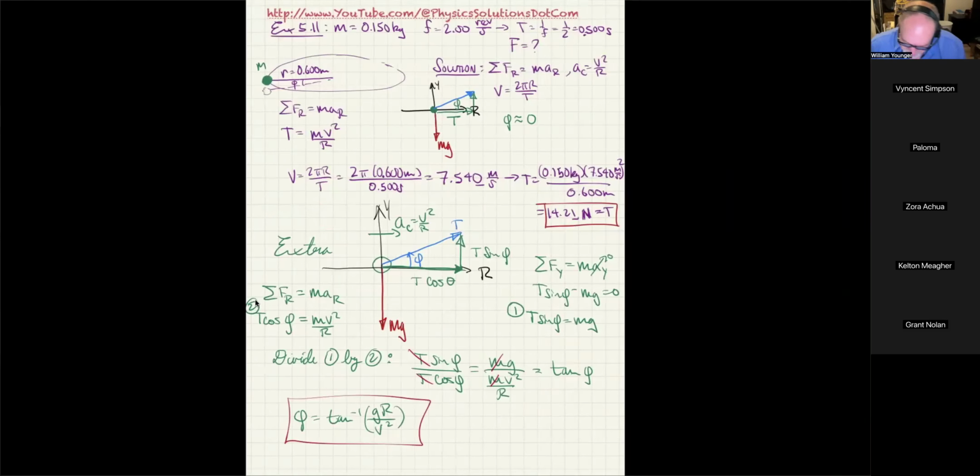Now let's go ahead and do this. This is a really good example. Example 5.12: revolving ball in a vertical circle. So let's work on that one now. Anybody have any questions about that last one before I go on? All right, here we go. Example 5.12.